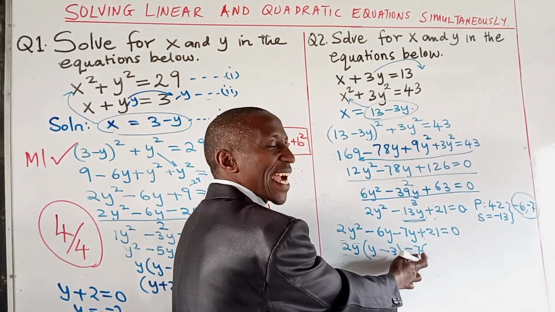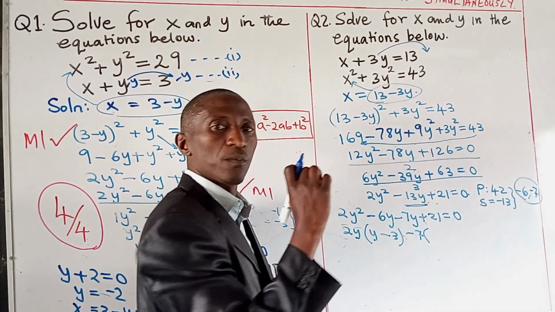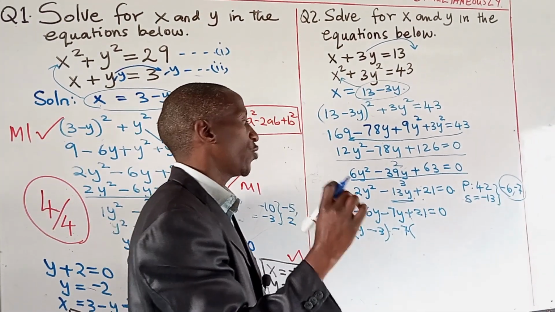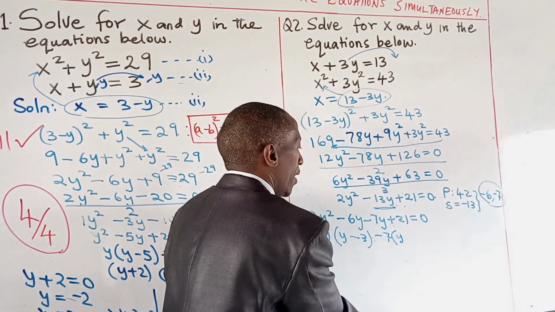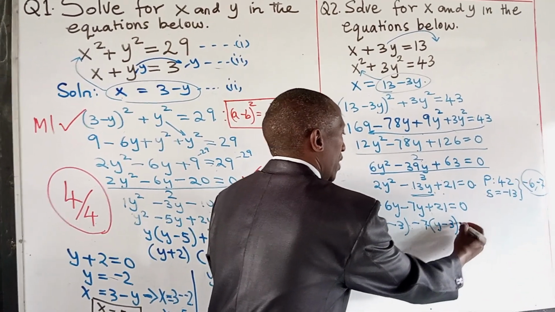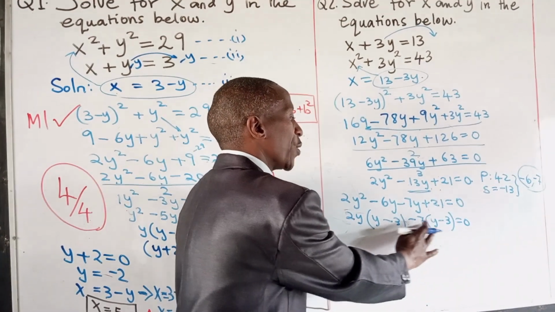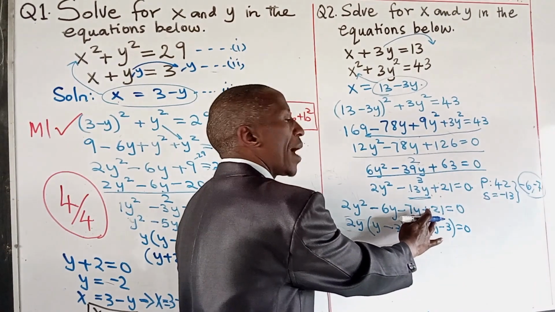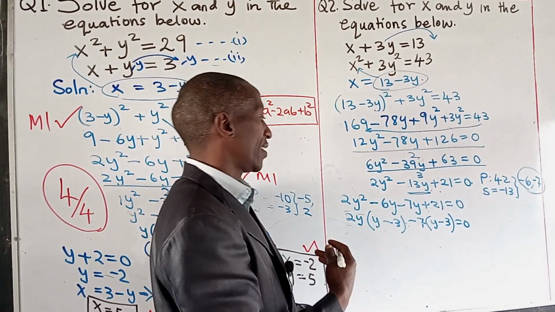We factored out negative 7. So in 21, we have to be very creative there and see to it that we do not change the sign. So we are left with y minus 3 is equal to 0. Why is that so? Negative 7 multiplied by negative 3 gives you back 21, positive 21. And that way we are able to get it done.